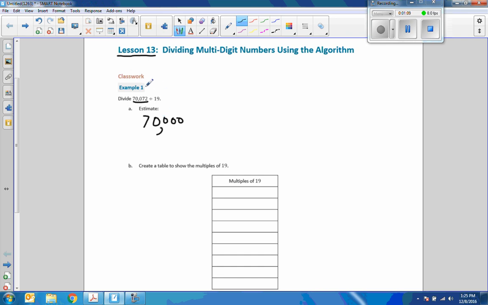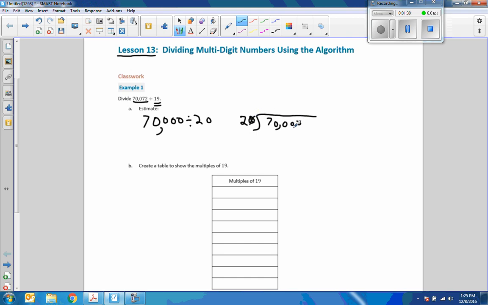Now look at the divisor. Divisor is what we're dividing by. 19. What could we round 19 to? Nearest 10. Nearest 10 would be 20. So we now have 70,000 divided by 20. So if I do that, it looks like this.